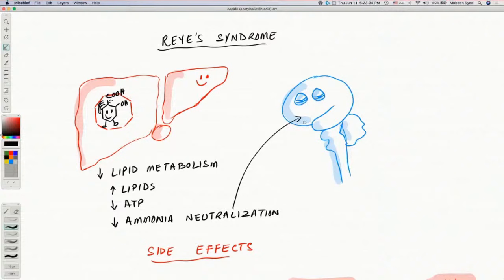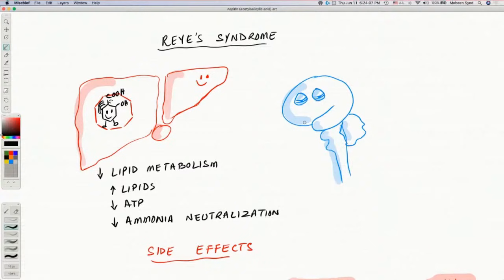Once it goes in the brain, in small doses, it can cause sleepiness, drowsiness, and just kind of disorientation. But in larger doses, as happens in hepatitis patients or liver cirrhosis patients, that ammonia can actually cause brain damage and cause coma, seizures, and death. So because of this, people who are predisposed to Reye's syndrome, especially smaller children, should not use aspirin.